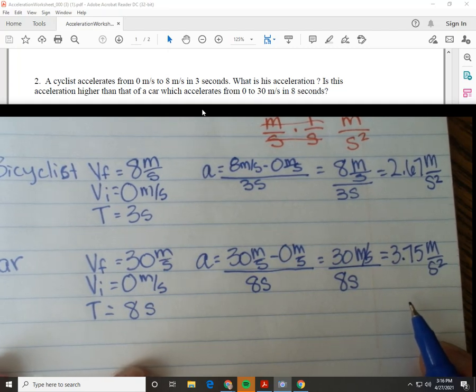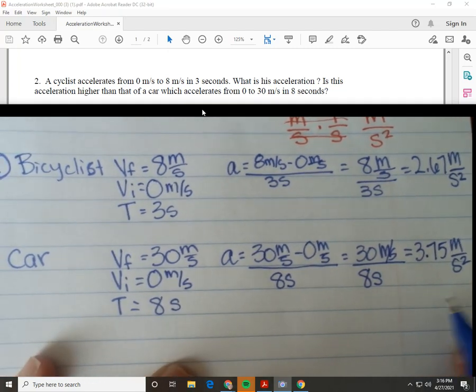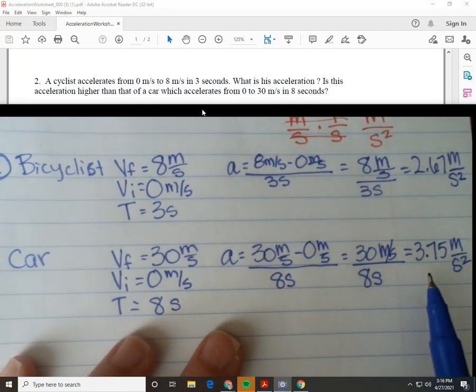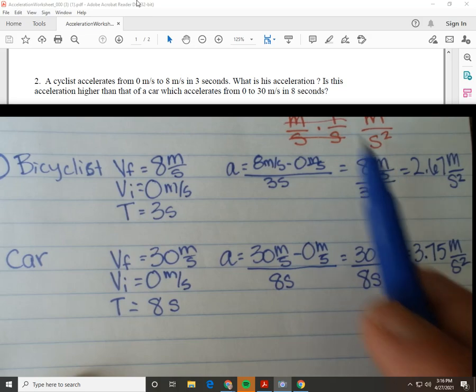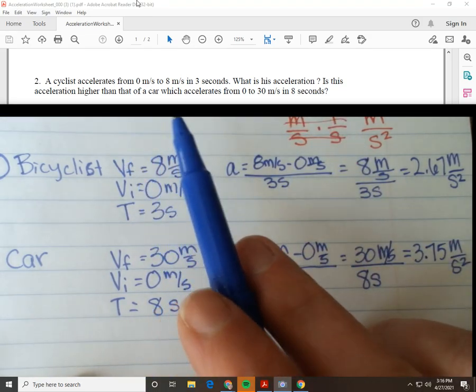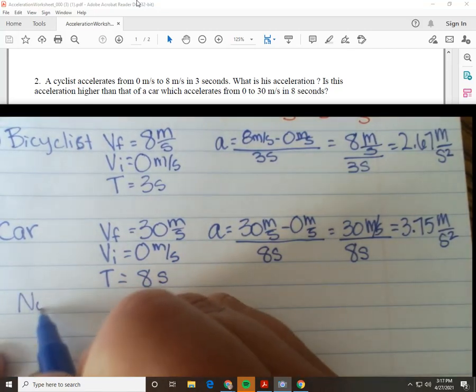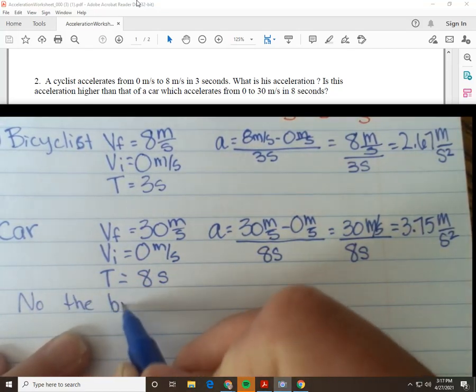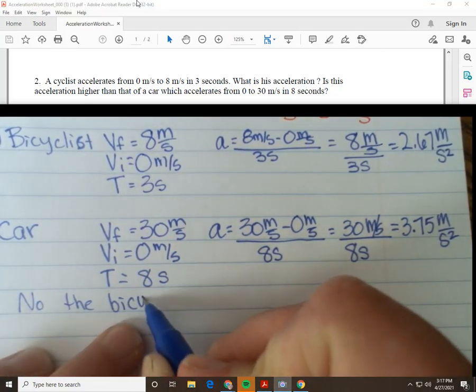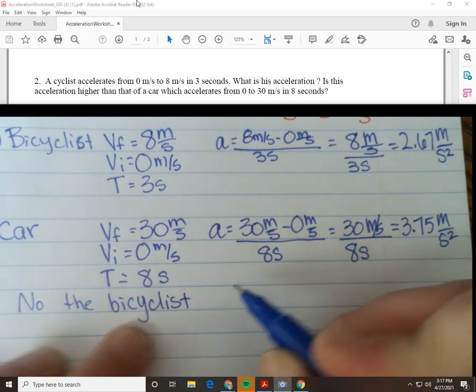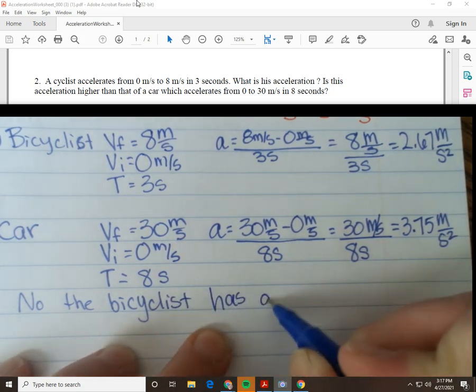So when we look at which one of these has a higher acceleration, the car clearly has a higher acceleration because we have more meters per second. So it's asking in the question, is this acceleration higher than that of a car? So our answer, we would say no. The bicyclist has a slower acceleration.